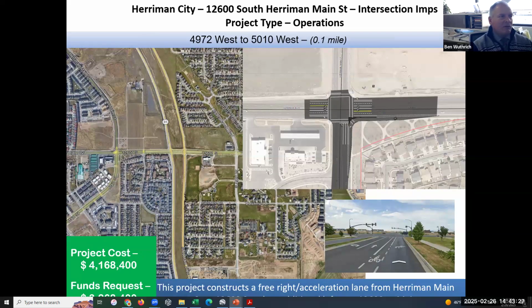Next project is a request from Herriman City. This is on 126 South and Main Street. It's an intersection improvement. It's to address the turning movements and widen and improve the intersection. Estimated project cost is 4.1 plus million. Funds being requested are 3.2 plus million.